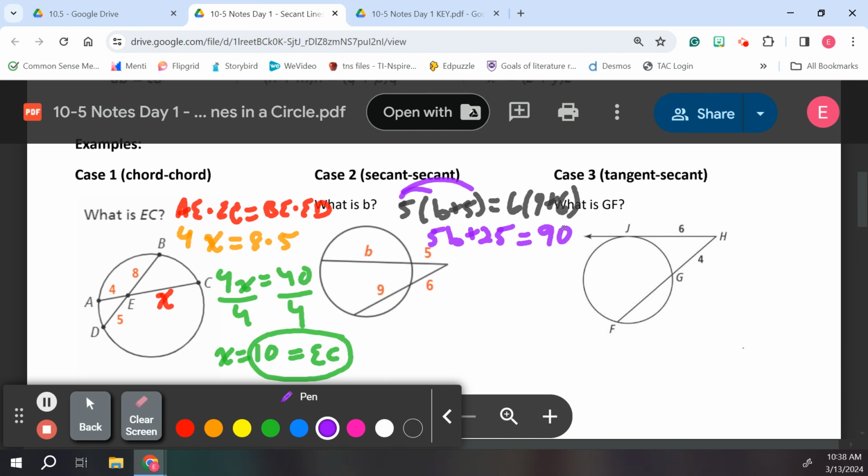All right. Finish solving for this. Someone tell me, what does b equal here? Good. 13. Beautiful job. Okay.